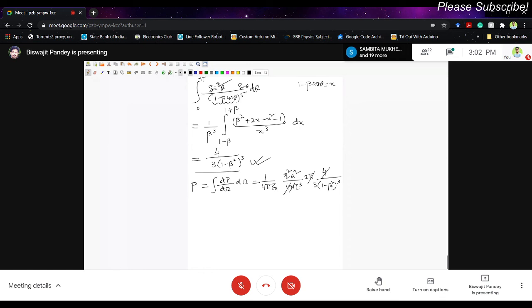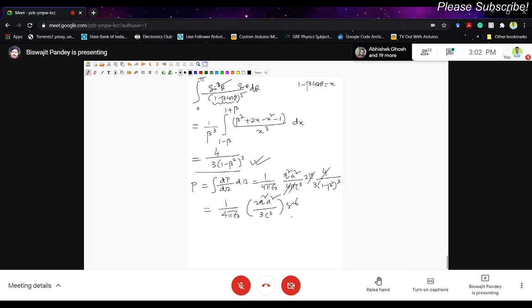Finally, 1 minus beta square, you know that you can write down in terms of 1 by 1 minus beta square, which is gamma square. So 1 by gamma square to the power cube, so gamma to the power 6 will be on top of that. That will go to the numerator. So you'll get 1 over 4 pi epsilon 0, twice q square a square by 3c cube into gamma to the power 6 in the numerator.